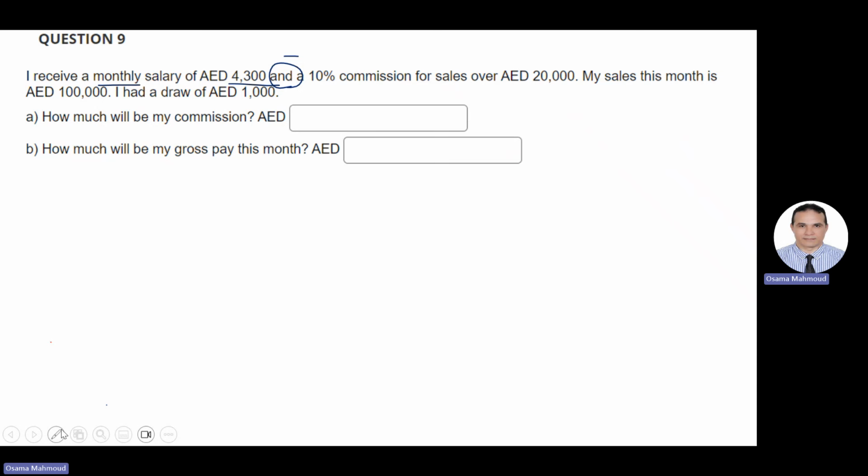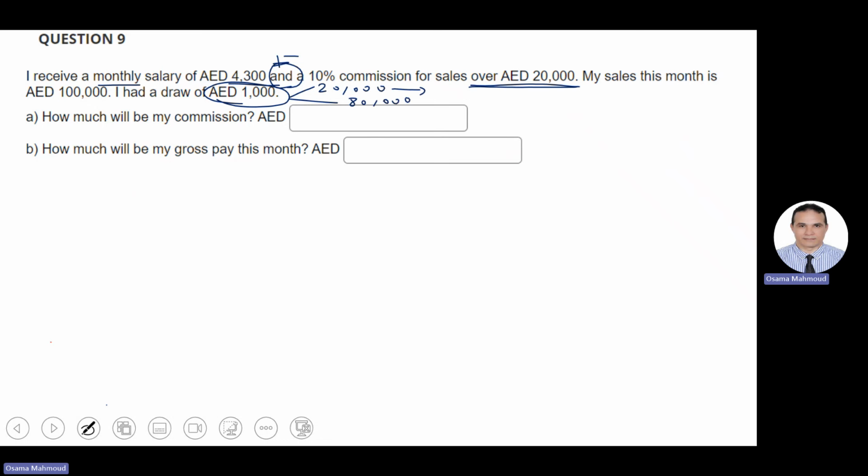It means plus, right? Okay, so he will get this one plus, but under the condition, if he exceeds the 20,000, how much has he done? 100. So this 100, you will slice it into 20,000 and extra, which is 100 minus 20, so we get 80,000.